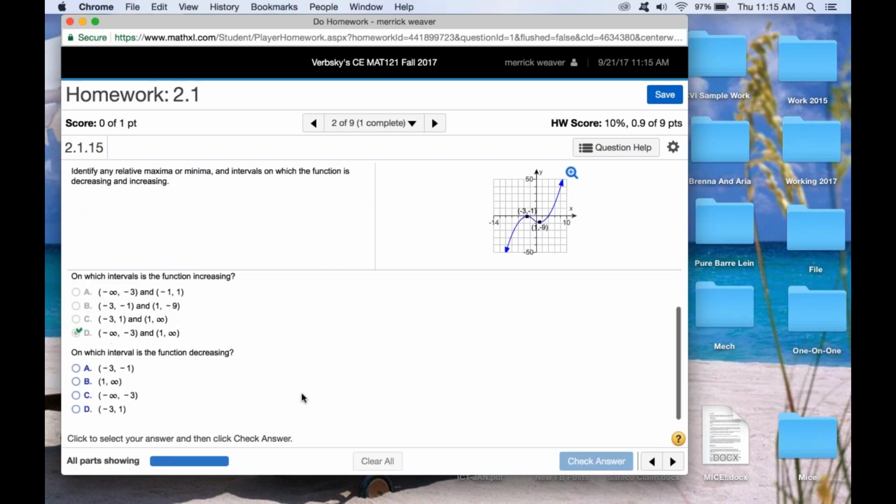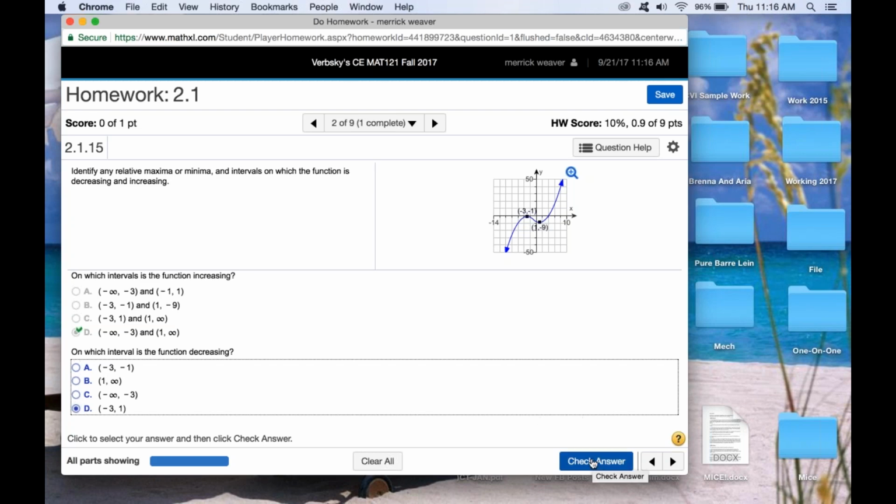There's still more to this. Which interval is the function decreasing? It's definitely calculus. In calculus, it makes a huge difference whether functions are increasing, decreasing, concave down, concave up, all of those things. Would it be this one right here? Let's see. Remember, we're defining this in terms of x, so it's -3 to 1. It looks like A. Oh, no, it looks like D. -3 to 1. All right, yeah.